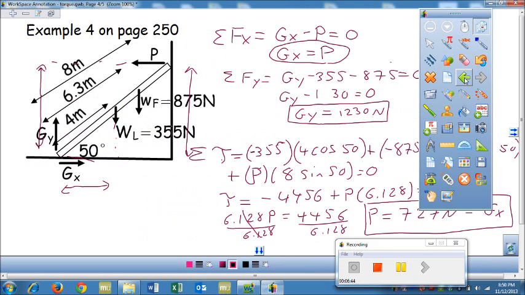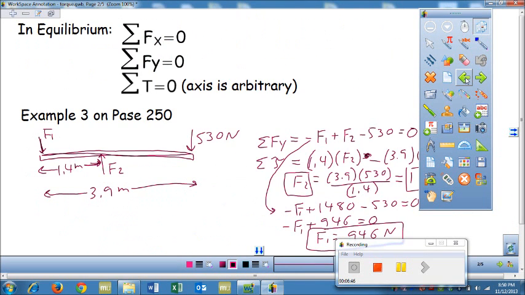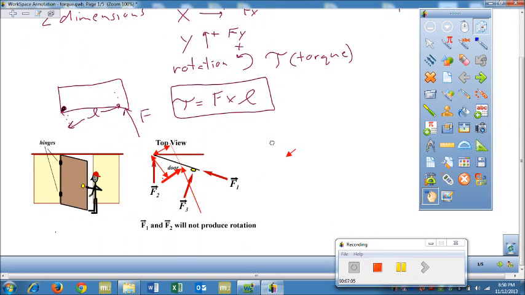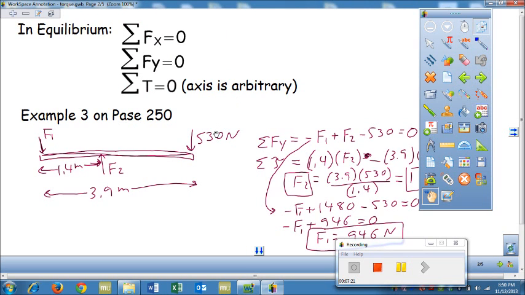Let's go back to the beginning and see what our basic concepts are here. Our basic concepts are that we have X and Y forces, and then we have rotation, which is torque. And torque is equal to the force times the lever arm perpendicular to the force vector. So for various different kinds of angles, we have to choose different distances to figure out the lever arm. It's always going to be the perpendicular distance from the force to the pivot point.